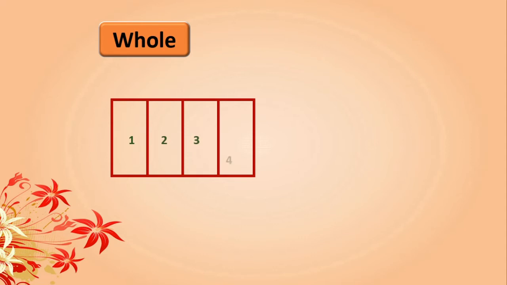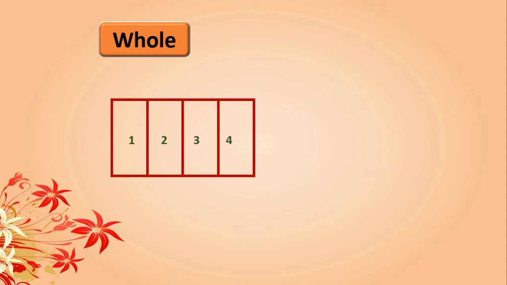Now, here we can see a rectangle. This is divided equally into 4 parts. Now what will we do? We will show here 1 quarter part and 3 quarter part. See, this is 4 parts we have. They are equal in shape and size.